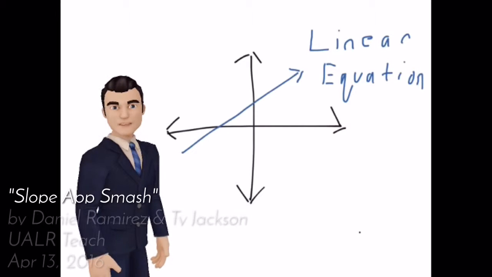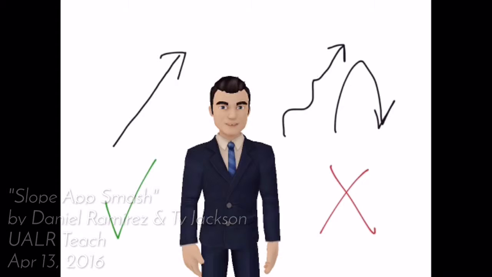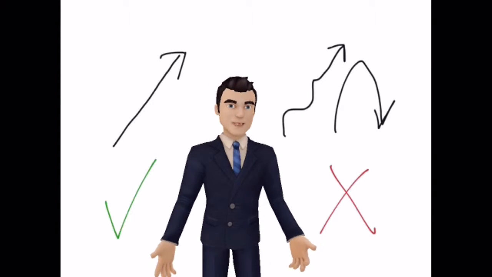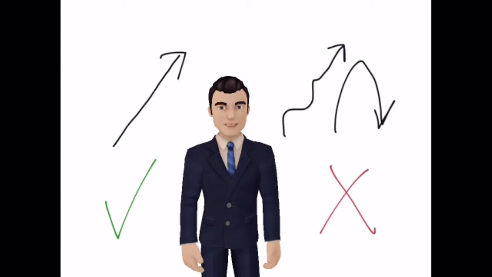Here is an example of a slope. A slope must be a straight line on a graph. On the left you see the correct way a slope is supposed to look, with a constant pathway that doesn't change. Now on the right you see the opposite. It is the wrong way a slope is supposed to look. It changes course and isn't a straight line.